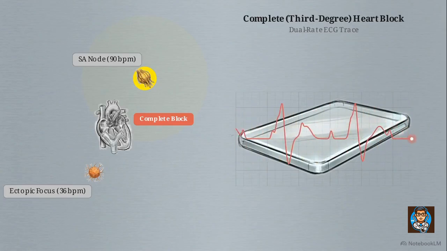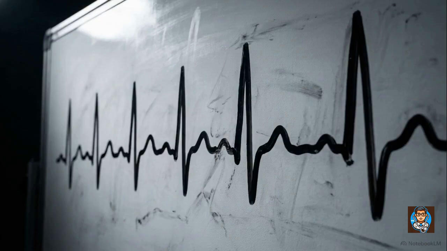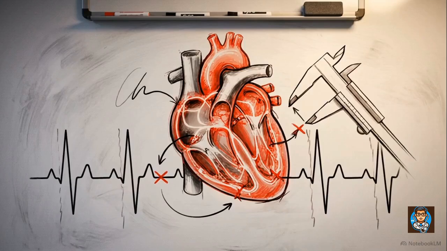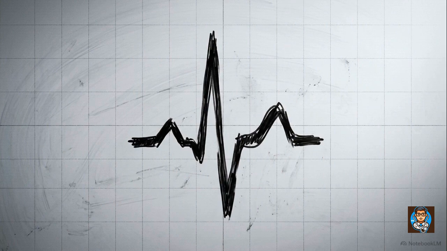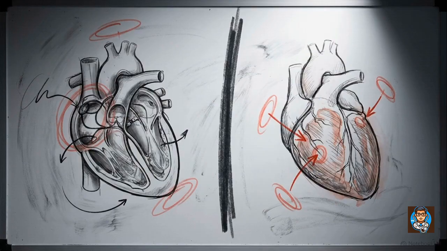This results in a dual-rate ECG. The regular atrial rate of 90 is superimposed over a much slower ventricular rate of 36 beats per minute, with no mathematical relationship between the two. Because this escape pulse originates in slow-conducting muscle tissue rather than the high-speed bundle branches, the resulting QRS complexes appear wide and misshapen. Third-degree block destroys the heart's hierarchy.